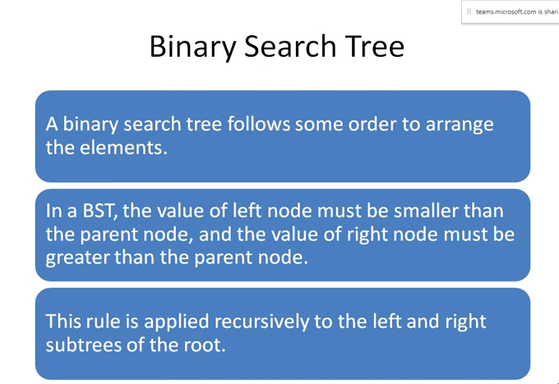So this is a tree that follows some order to arrange the elements. In a binary search tree, the value of the left node must be smaller than the parent node, and the value of the right node must be greater than the parent node. Now this rule is applied recursively to the left and right subtrees of the root node.